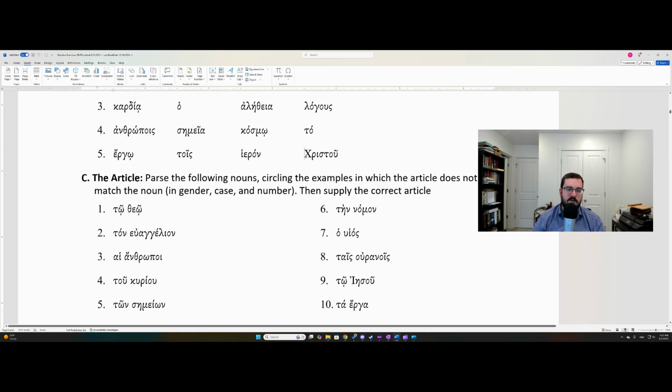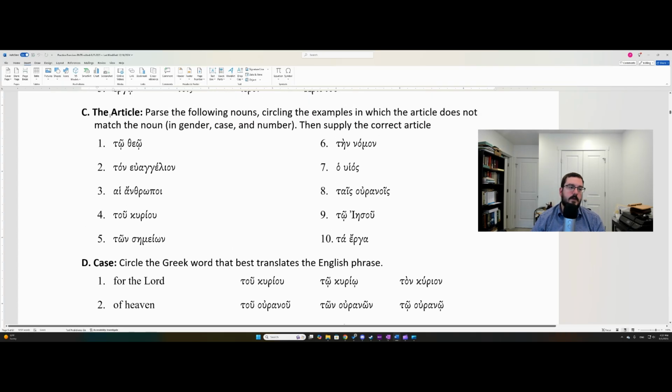And in the case of Christou, we have a masculine. It's a proper name, and so it's masculine in this particular case. Now, we have section C, the article. So we're looking to parse the noun, find examples in which the article doesn't match, just like we did last week with the alpha and the eta patterns in the first declension. And then we want to find what the correct article is.